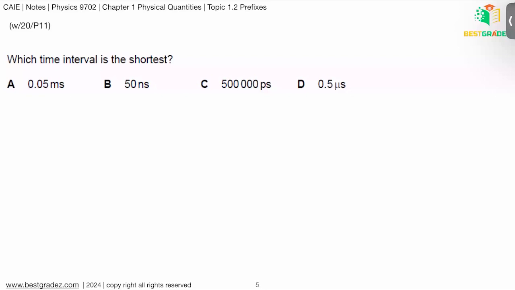Let's look at this one. What answer do you think we have? They're asking which time interval is the shortest. We have a mix of prefixes, so it's going to be tough if I just look at the values and keep thinking which one will be the answer. We'll make it simple. Remove prefix in every case.